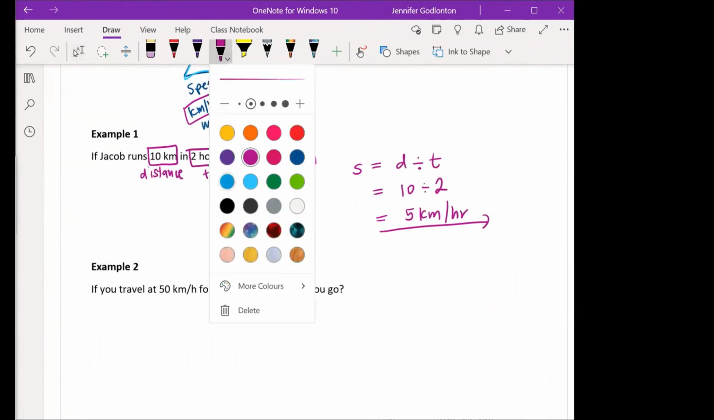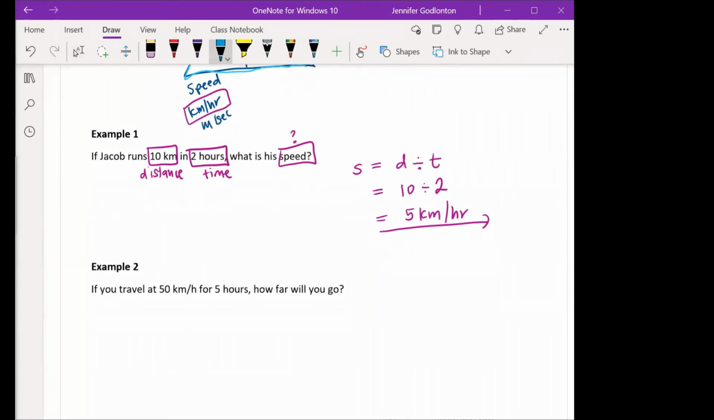Okay, in this one, if you travel at 50 kilometers per hour, is that distance, is that speed, or is that time? Who can tell me? Speed. Yes, it is speed. Good. That is speed because it is a rate. When it's something per something, it's speed.